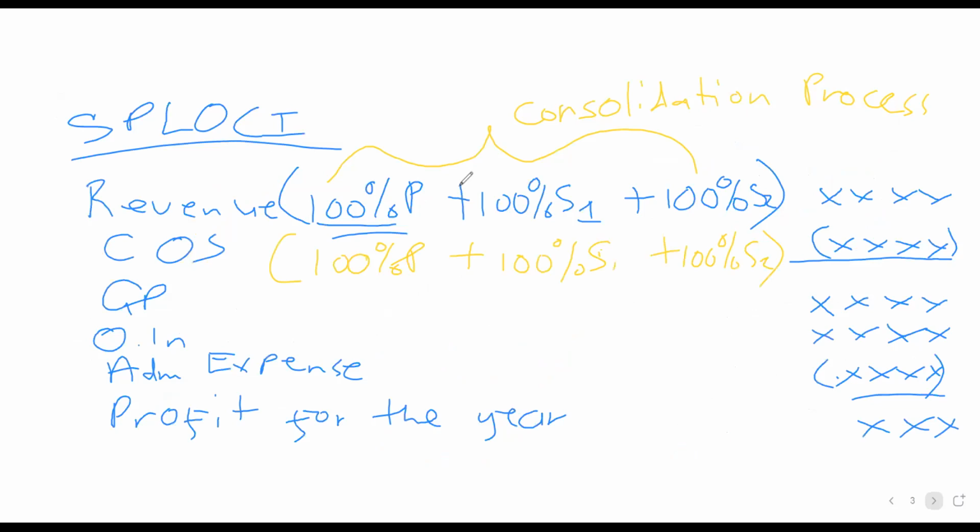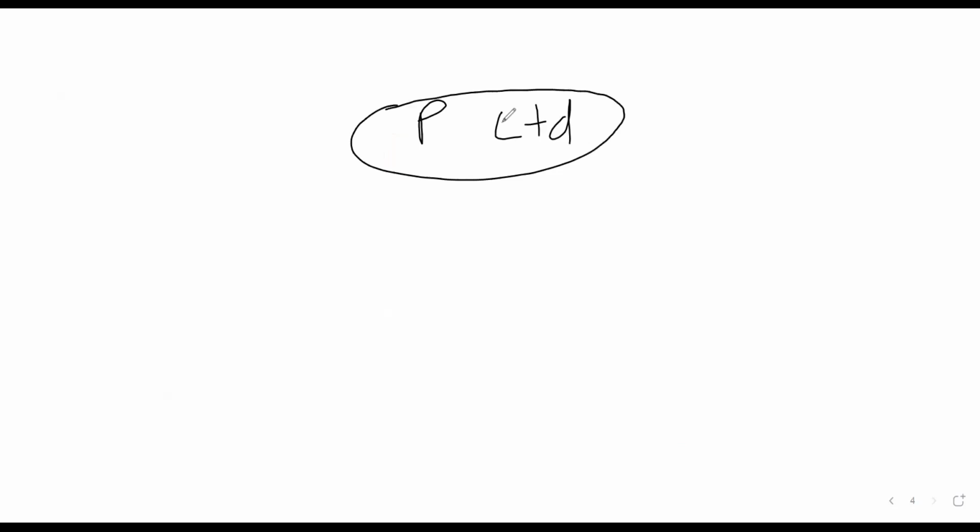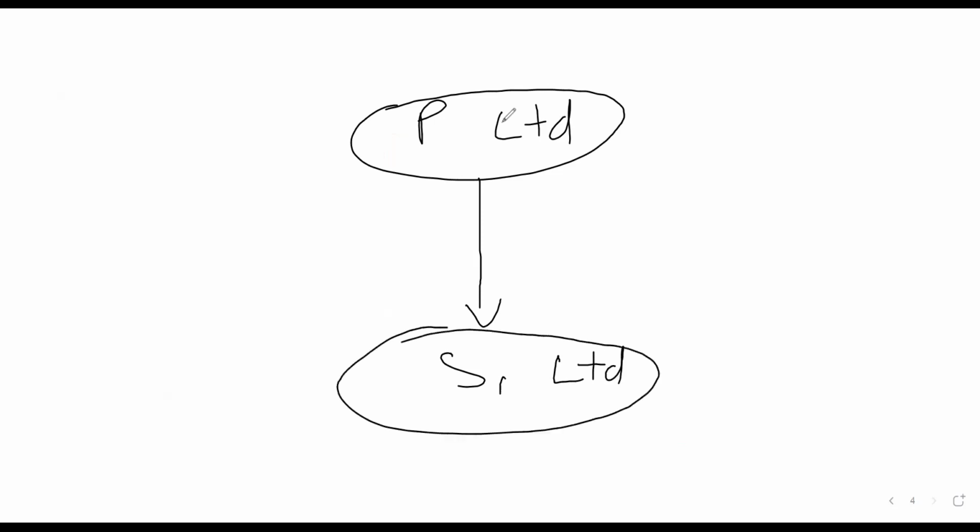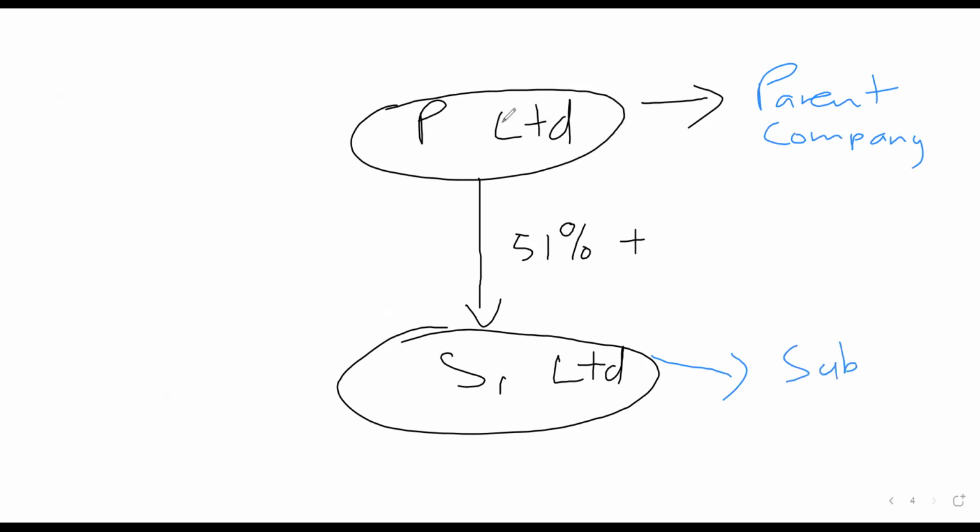So I think to make it easier so that it looks neat and clean, let me open another screen. So we are saying, for as long as P Limited buys shares in, I'm just going to illustrate this with S1 Limited so that it becomes easier. So for as long as the shares that P Limited is buying in S1 Limited is more than 50%, in other words, 51% and above, what we have is a parent to subsidiary relationship. We have a parent to subsidiary relationship.